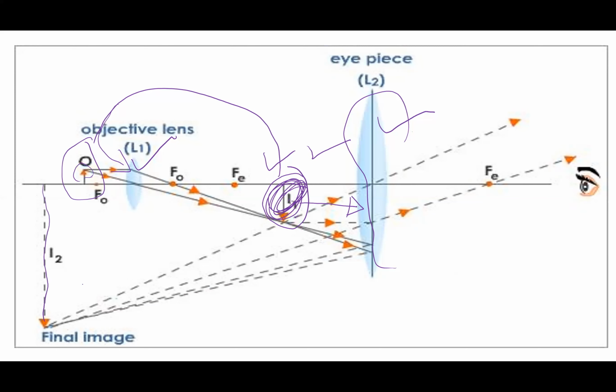The last image obtained is larger as compared to the object. So it is used to view smaller objects, by using the combination of the smaller focal length of the objective lens and the larger focal length of the eyepiece.